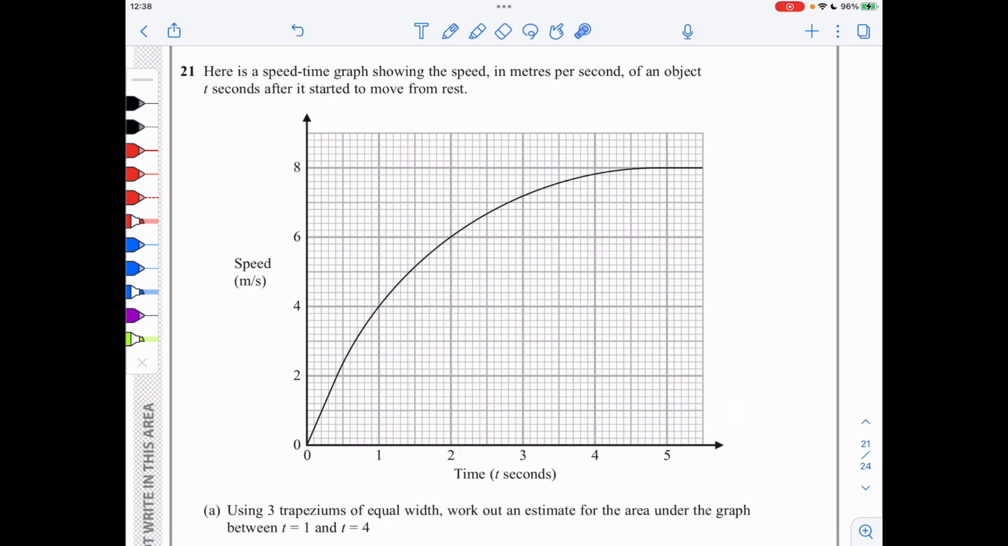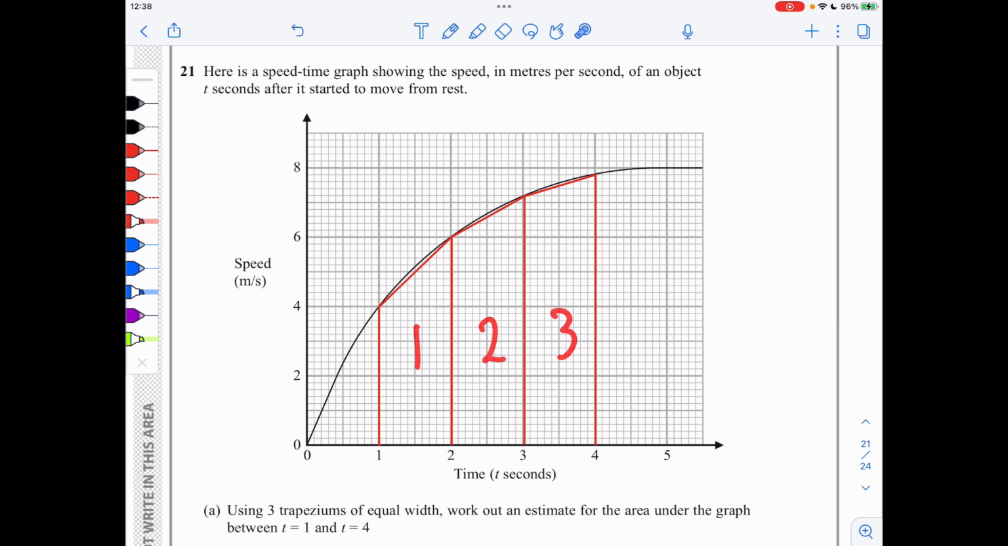In 21, we've got a speed-time graph, and we are asked to use 3 trapeziums of equal width to work out an estimate for the area between t is 1 and t is 4. So I will start by drawing vertical lines at 1, 2, 3, and 4, and I could actually join these lines together to form a total of 3 trapezia here.